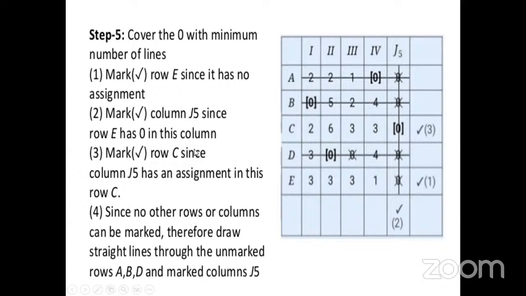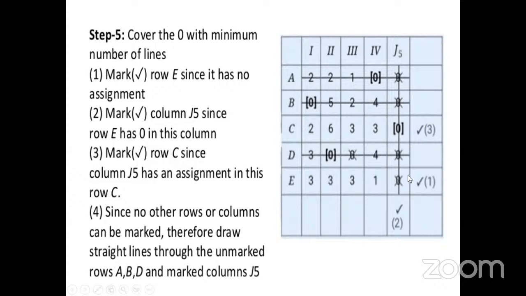Then the third point is to mark tick row C since column J has an assignment in this row C. So here you made a tick because there is no assignment. That 0 is there. Here column-wise you made a tick mark. In this column, wherever an assignment is made, you make a tick mark for that row. After doing the tick marks, no other rows or columns can be marked. Therefore, draw straight lines through the unmarked rows A, B, D, and mark column J5.